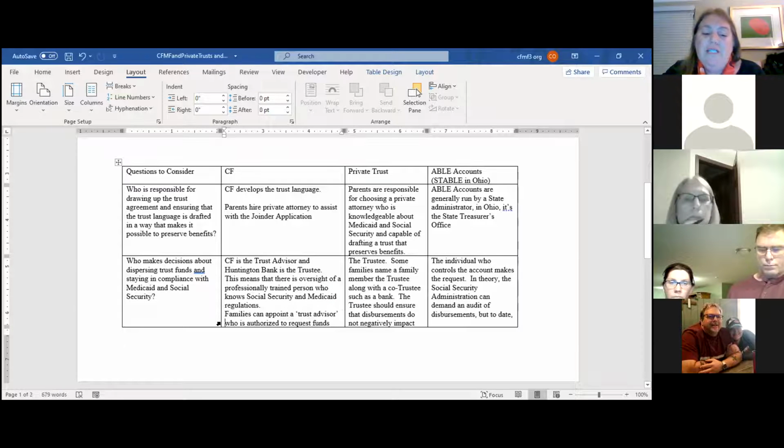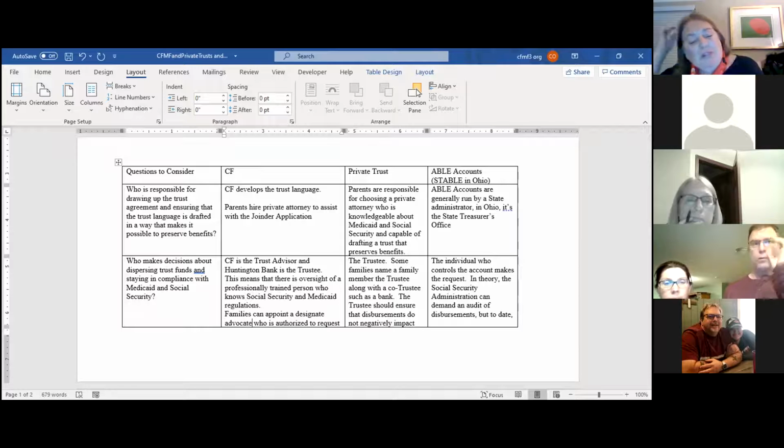All right, so families can appoint a trust advisor. We at Community Fund, that's a mistake, can appoint what's called a designated advocate. Let me just fix that, and I'll send the correct one later, Melissa. So families can appoint a designated advocate, who requests the money. That's our word for that.